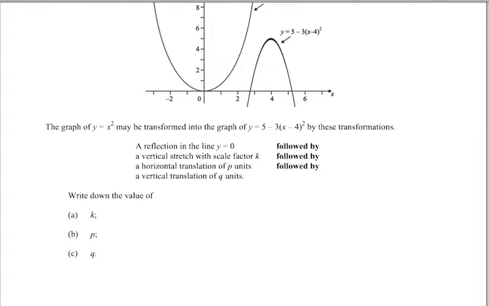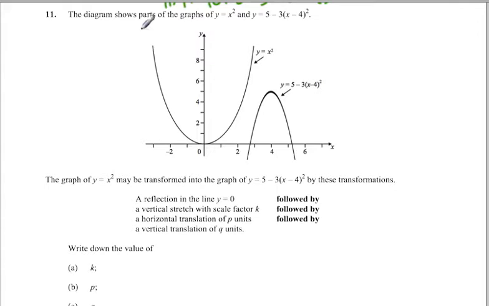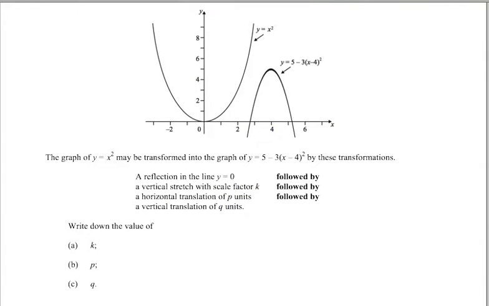Let's look at this one. This is a really good one. The diagram below shows y equals x squared and y equals 5 minus 3 times (x minus 4) squared. The graph of y equals x squared, so this graph right here, may be transformed into the graph of this one right here by these transformations: a reflection in the line y equals 0, so in other words, a reflection across the x-axis, a vertical stretch with a scale factor of k, a horizontal translation of p units, and a vertical translation of q units. Write down these values, k, p, q.